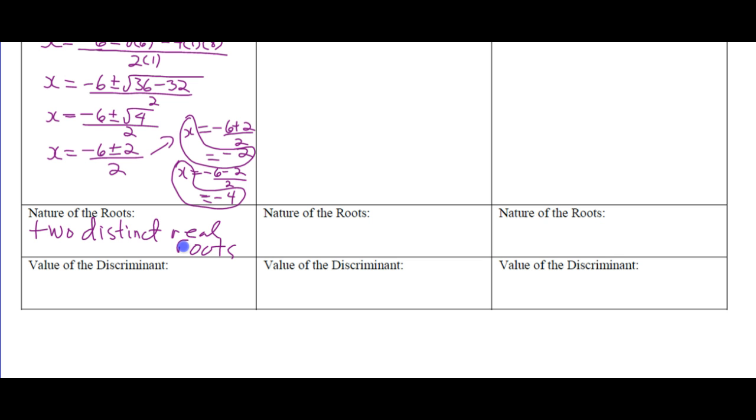What's the value of the discriminant? What's the value of this? 4, right? So the discriminant is b squared minus 4ac, which is 6 squared minus 4 times 1 times 8, which is 4. The discriminant's 4. We don't worry about the root sign here. We're just saying, what's the value of the expression that is under the radical sign? In this case, it's 4.